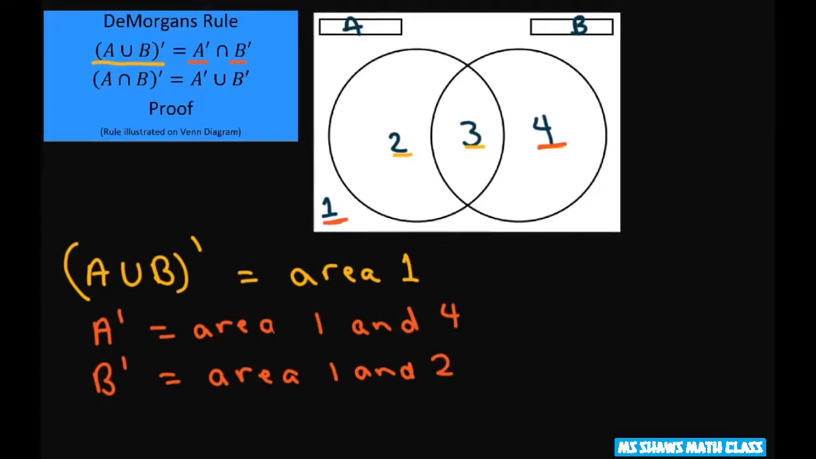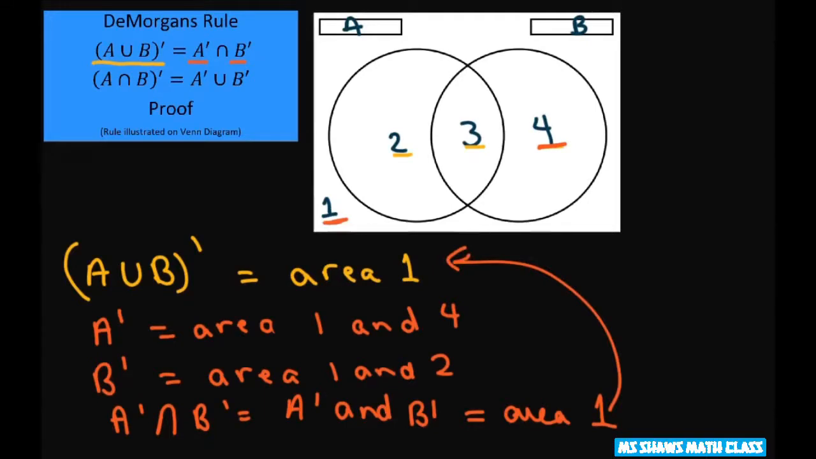So if you do the intersection of the complement of A and the complement of B, that's going to give you the areas they share. We could say not A and not B. So not A and not B equals area 1. So these two match up. So that's how you represent it on a Venn diagram.